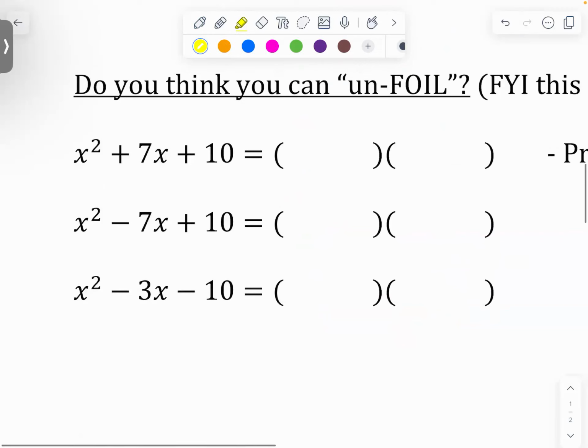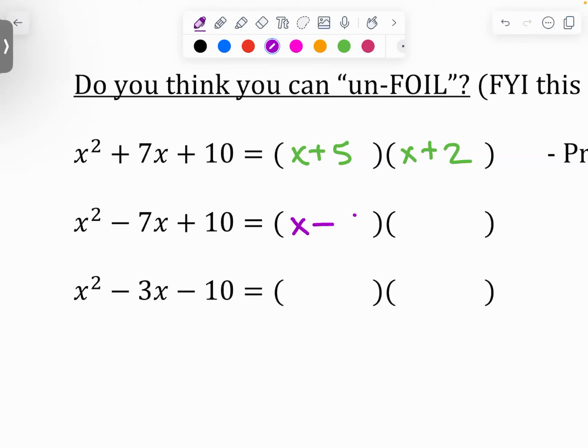Okay. So if we have x squared plus 7x plus 10, what would those two parentheses be? We're going to call them factors. x plus 5 and x plus 2. Did anybody else write that down? Yeah, I did. That's what I did. Okay, what about for the second one? x minus 5 and x minus 3. That is true. Okay, what about the last one? Brooks? x minus 5 times x plus 2.